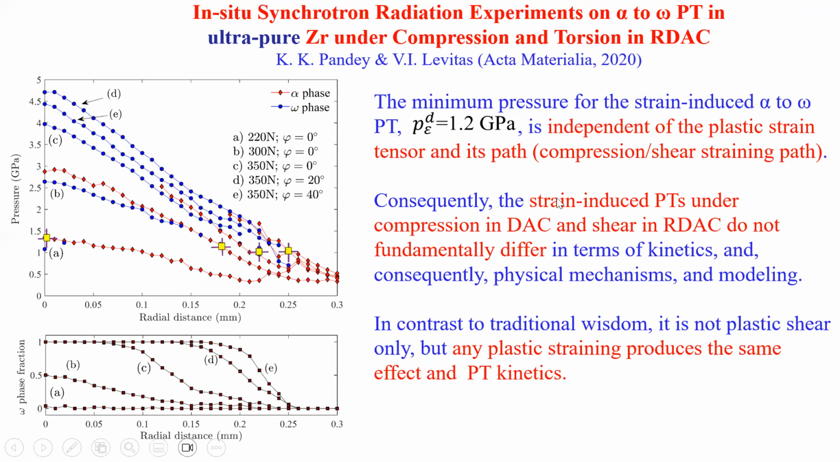And an immediate consequence is that strain-induced phase transformation under compression in a traditional diamond anvil cell and in torsion in a rotational diamond anvil cell don't fundamentally differ, and they can be studied by anyone in a traditional diamond anvil cell if the microstructure is, well, already prepared.